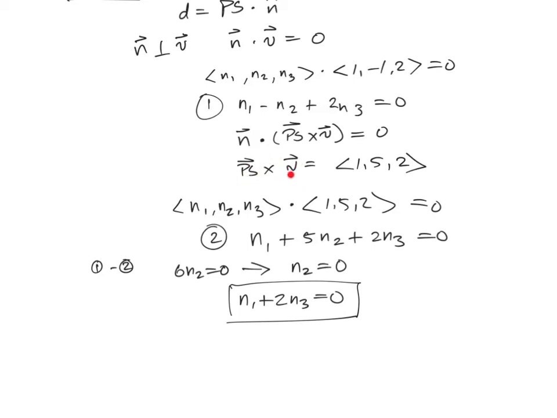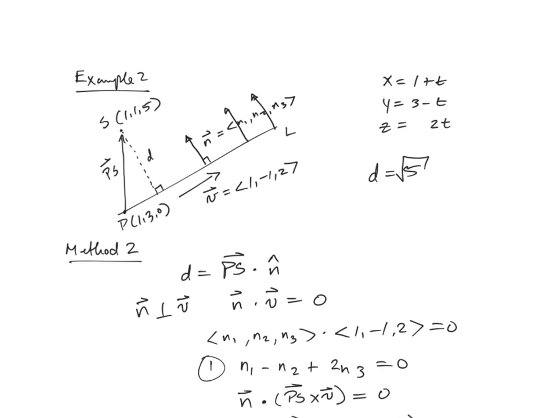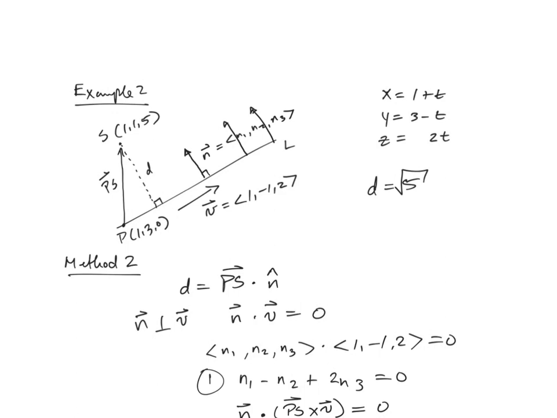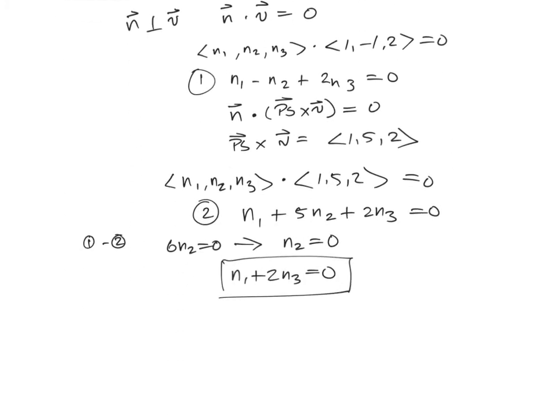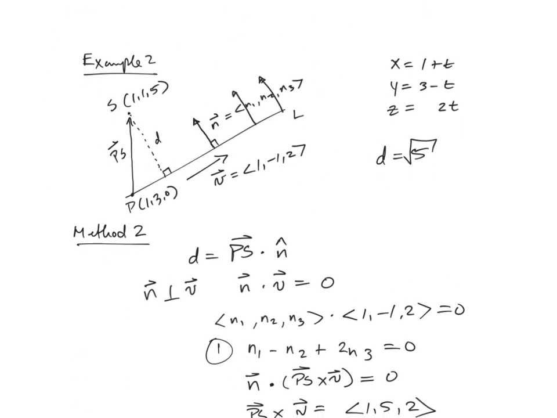Taking PS cross V and making it the dot product of that with n equal to 0, all we did was say, okay, equation 1 said we're going to find a vector normal to the line. Equation 2 was, well, which one of the vectors normal to the line that spins around the line? Well, the one that goes right into the page. And now we're left with, well, we still have an infinite number of solutions. Well, because we could draw an infinite number of vectors n that go straight into the page.